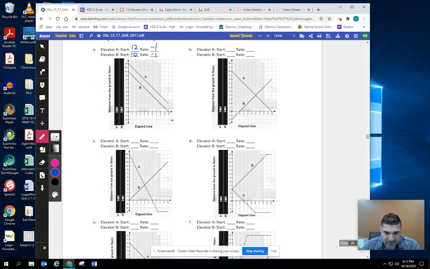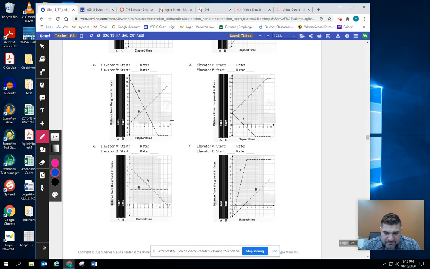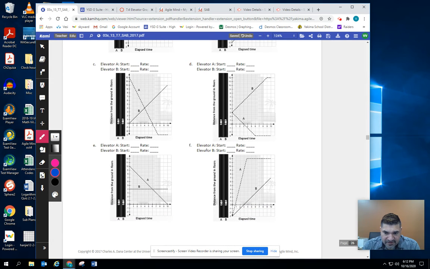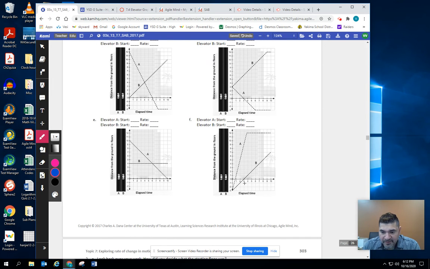Now I'm going to skip down a little bit. Let's go to elevator F, letter F. Where is the start? Where are we starting from? We're starting from down here at floor -3. So I'm going to go ahead and put -3.